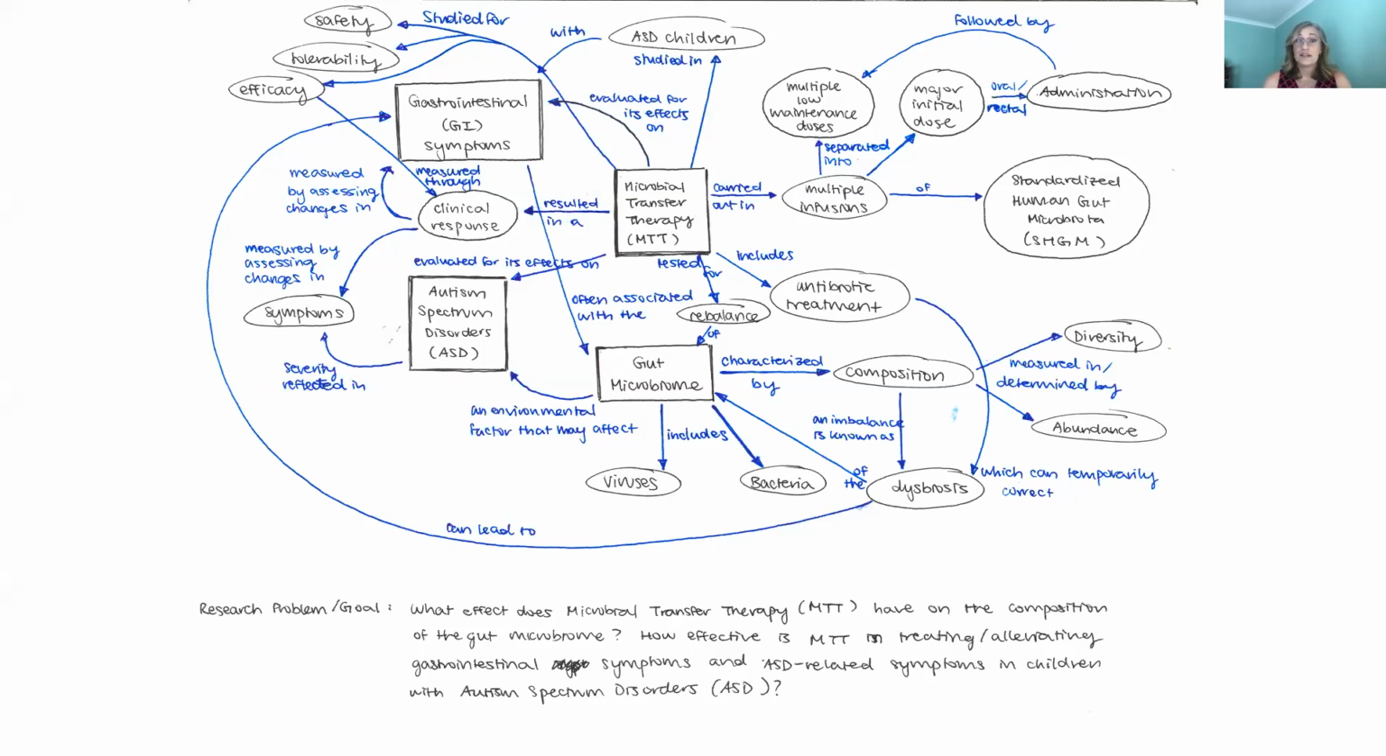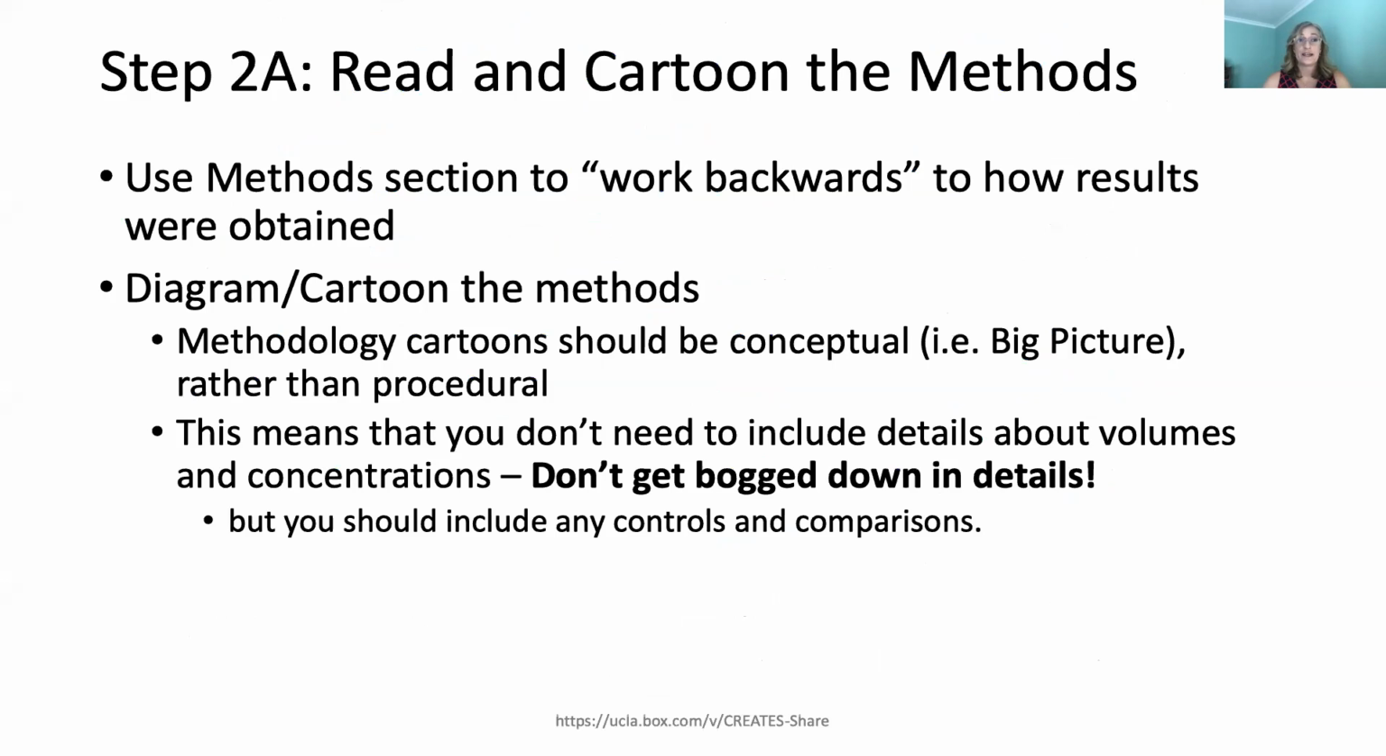All right, so let's talk about the next step, the R, which is to read and cartoon the methods. All right, so in this case, the method section is going to be used to work backwards to how the results were obtained. And what we ask the students to actually do is diagram the cartoons and methods. And this doesn't mean flowcharts. I mean actually drawing pictures and cartoons. But the balance of this is it doesn't have to be super detailed. I ask the students to do this in a way that's conceptual. So what's the big picture of the methodology that they're doing rather than procedural? So basically don't get bogged down in the details.